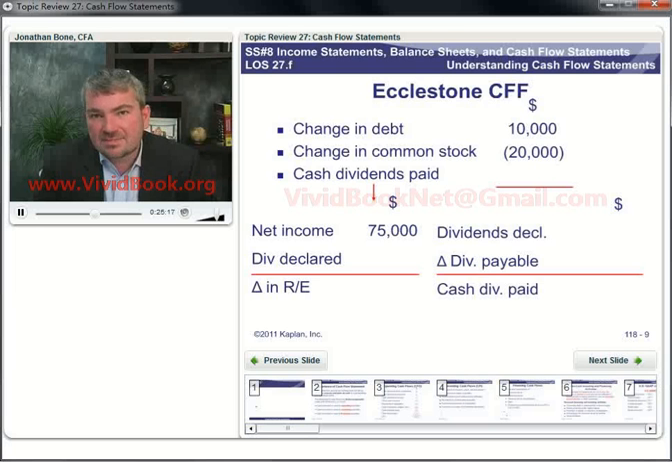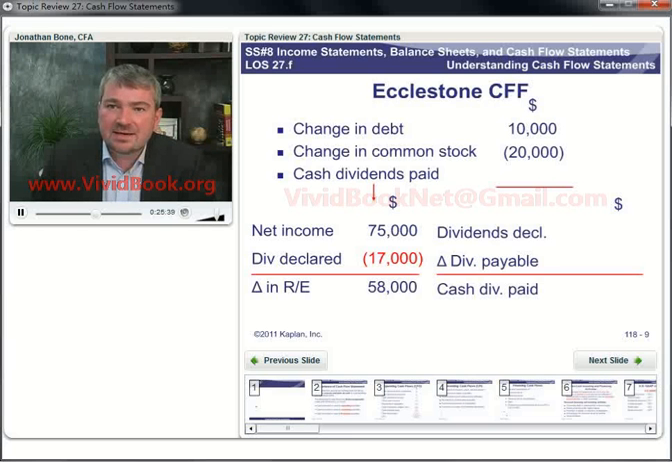Cash dividends paid, we're going to have to be a detective here. Net income for the year was 75,000, but if we look at the balance sheet, retained earnings last year was 60,000, this year they're 118,000, so they've changed by 58,000. The difference between net income and the change in retained earnings, of course, is the dividend declared of 17,000. Now I'm putting my dividend declared as a bracket to indicate it's a negative figure. It's rather like an expense.